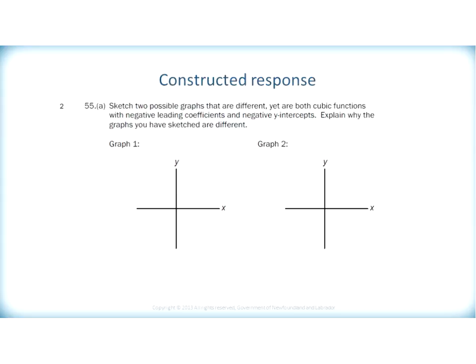It says sketch 2 possible graphs that are different, yet they both are cubic functions with negative leading coefficients and negative y-intercepts. So you have a negative leading coefficient, which makes a backwards N-shaped graph, and a negative y-intercept. Explain why the graphs you have sketched are different. So the first graph I will sketch will be one like this. Here we have a negative y-intercept, so that satisfies it. It is a negative leading coefficient of backwards N.